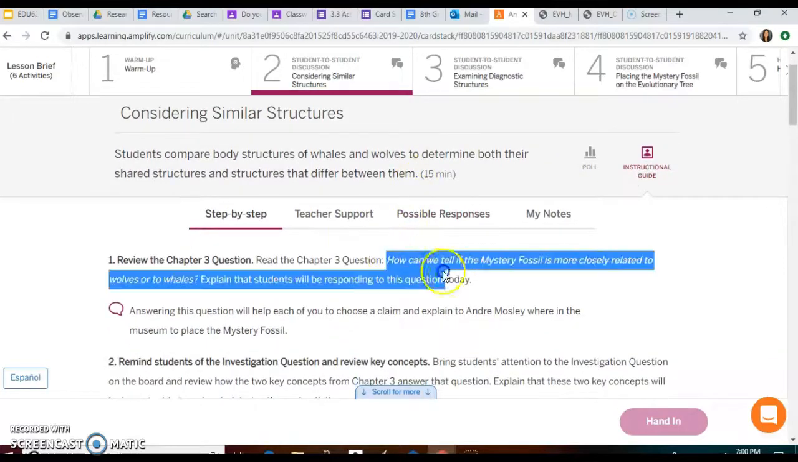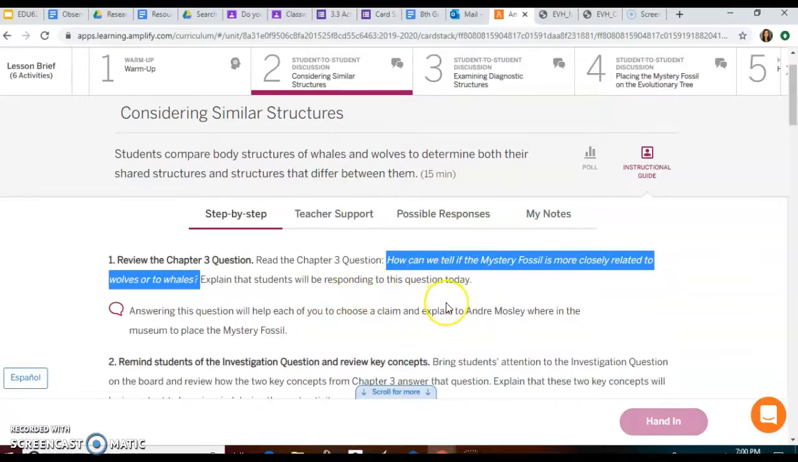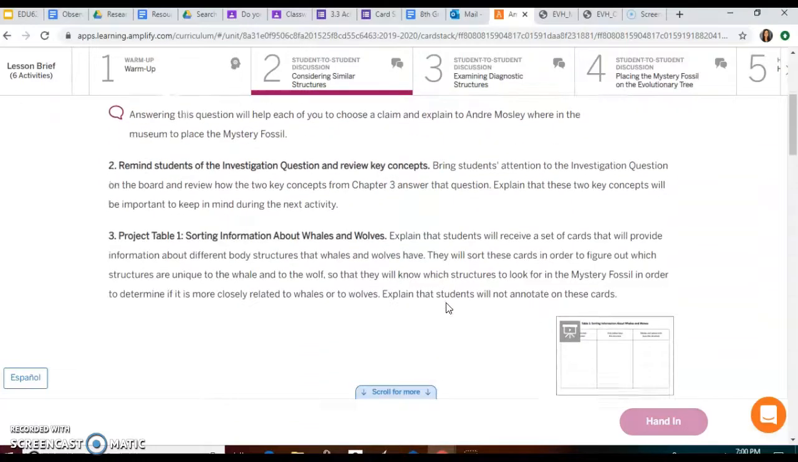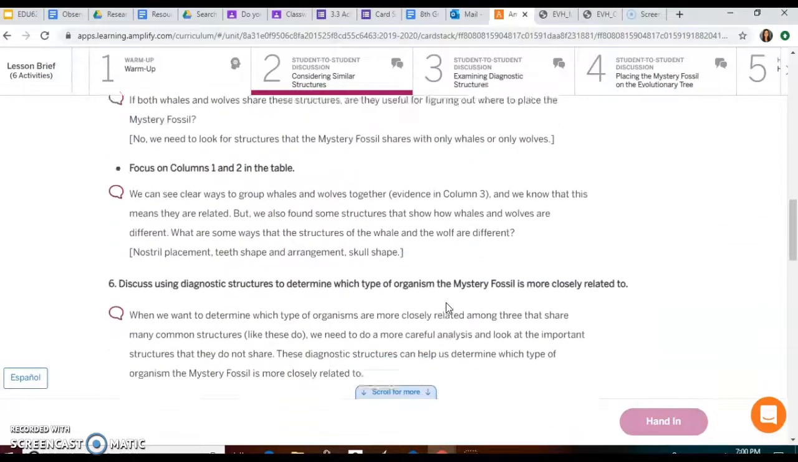But I want to direct your attention to our chapter question, which usually I'll have you add to the notebook and stuff, which you can do, but you're actually going to end up answering this throughout the lesson and supporting it with evidence as we go through. So either way, this question is going to be important and you're going to end up answering it, so you want to be thinking about it as you go through. So the question is, how can we tell if the mystery fossil is more closely related to wolves or whales? Like I said, you're going to be going through some of that today.